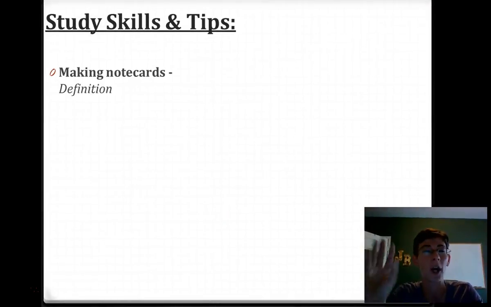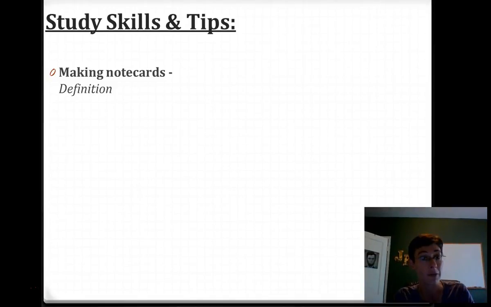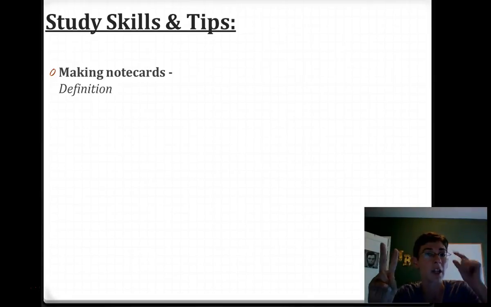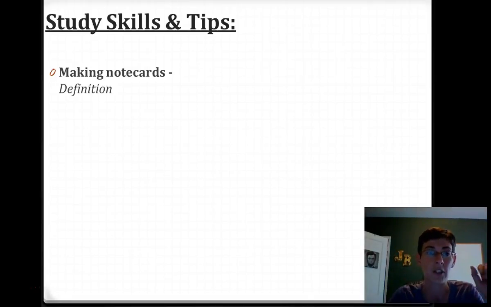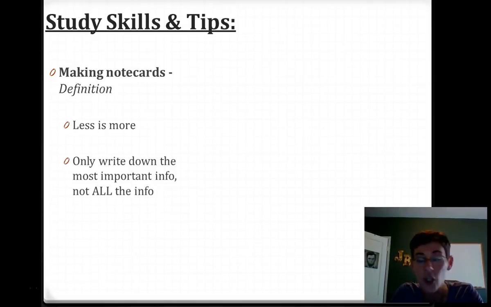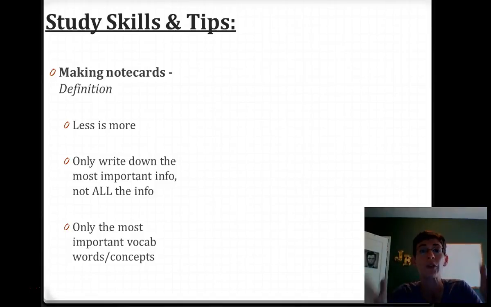So what are we doing? Now, there are a couple kinds of different note cards you're going to make. I'm going to focus on how you make history note cards specifically, because those are the classes I teach. There are two different kinds you'll be making for history classes. There are definition note cards, where it's just that, a definition. There's nothing else you need to worry about with it. You have to think about the fact that less is more. You do not want to include everything, just the important info. You don't need to write everything down, just the information that you need. And you only do this for the most important vocab words or concepts.